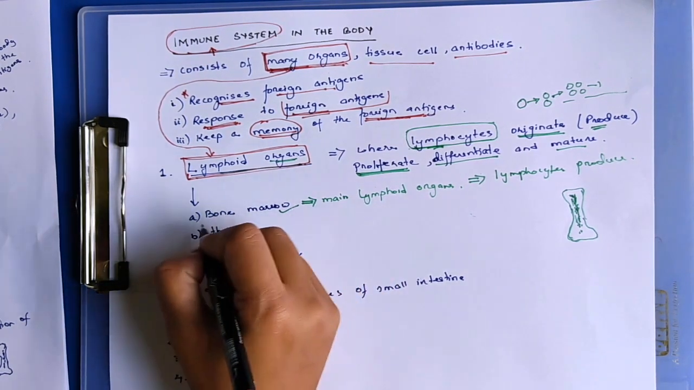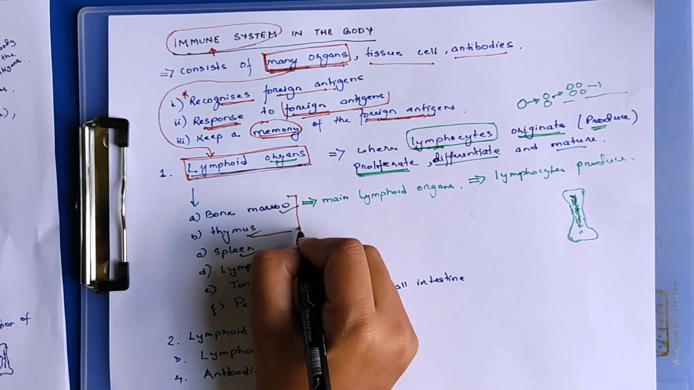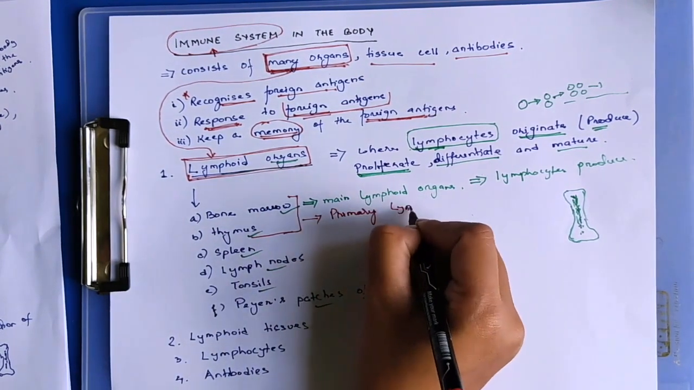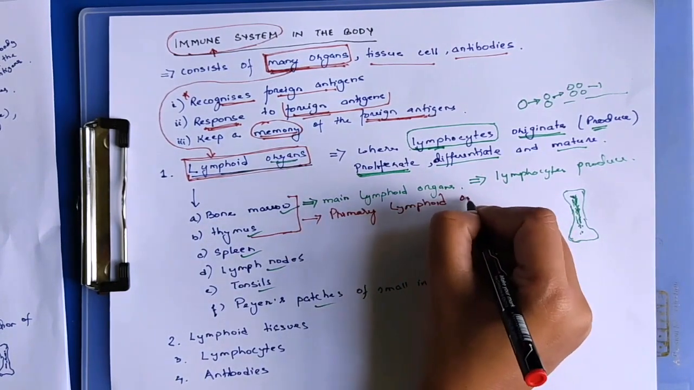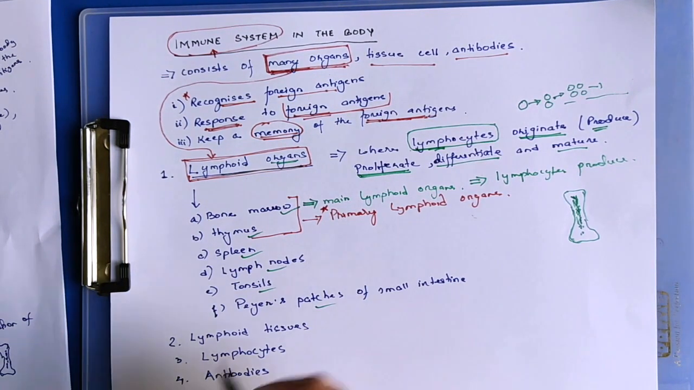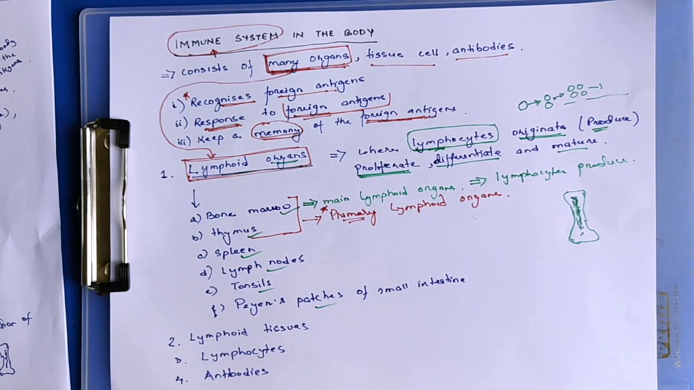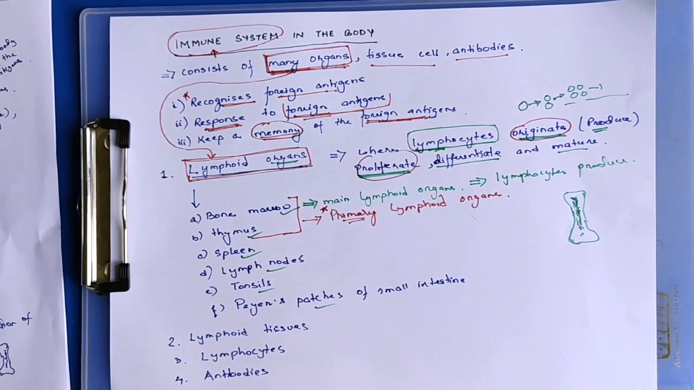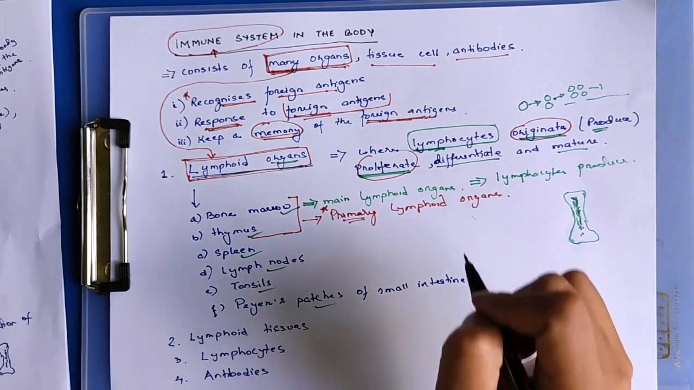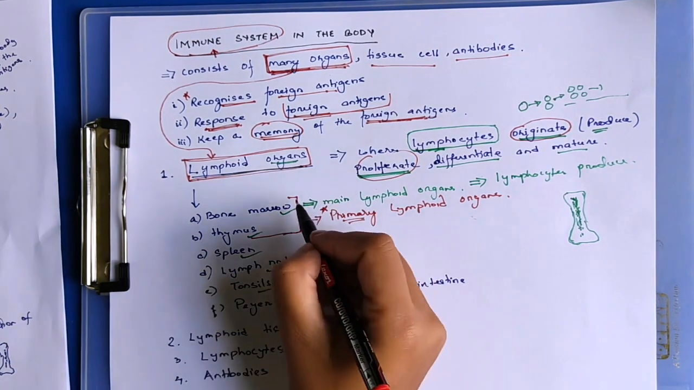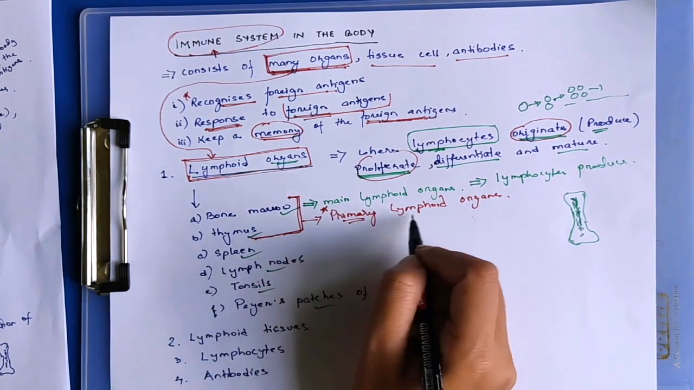Bone marrow and thymus are known as the primary lymphoid organs, because they are the site or place where lymphocytes are produced, originate, and proliferate.